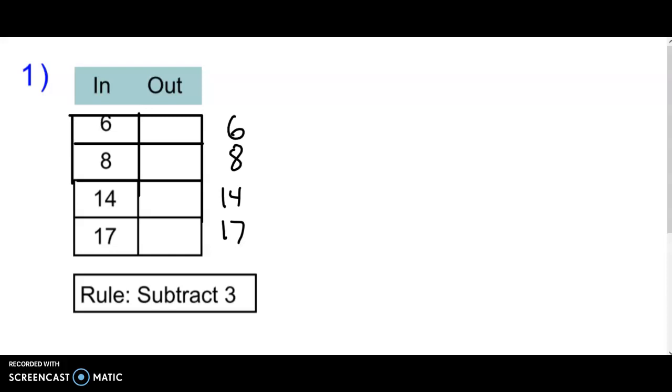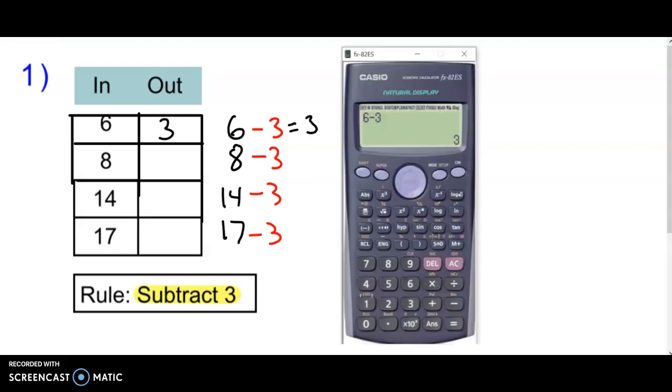So I've got these numbers. I wrote them over here to the side, the same numbers, 6, 8, 14, and 17. And then I'm going to subtract 3, the same thing on every single number. Okay, so that's the rule, subtract 3. So next we're going to actually do that. So you may know that 6 minus 3 is 3, but if you have trouble with that, you just pull up the calculator. So you got 6 minus 3, you get 3, type in 3 right here in the box.